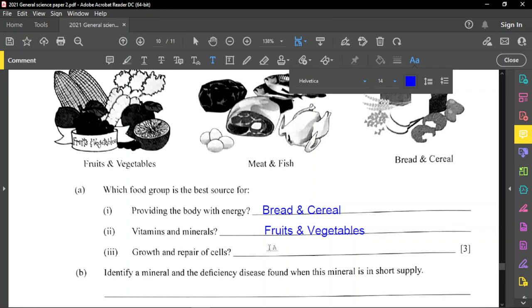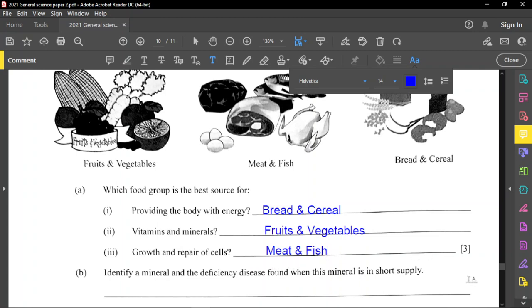It's growth and repair, and that is meat and fish, because meat and fish provide us with protein, and proteins are very important in terms of our growth, producing new cells, and also repair of our bodies as well. So meat and fish provide us with proteins, and proteins are very important in our growth, development, and repair.